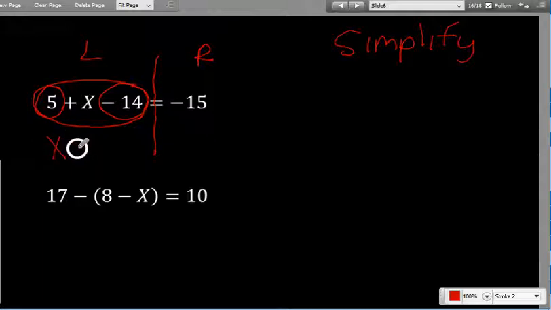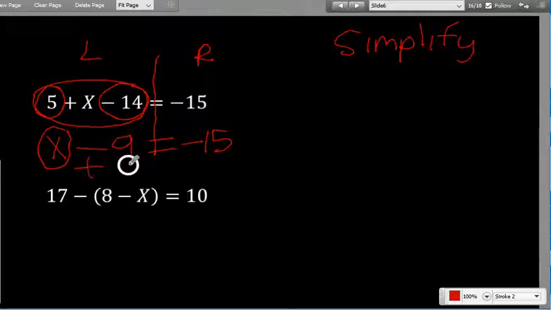So that leaves us with x minus 9 equals negative 15. Okay, now from here, we can isolate this variable x by using inverse operations. So if we want to get the x all by itself, we need to get rid of the subtract 9. The opposite of subtracting 9 is to add 9. So we're going to do that to both sides. And that leaves us with x equals, make sure you're using your calculator.